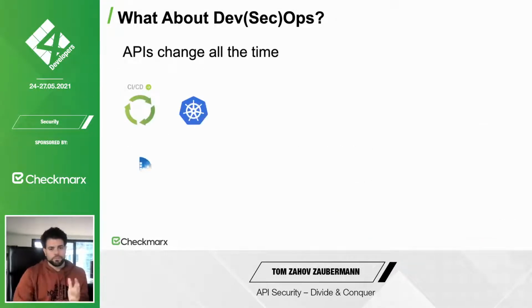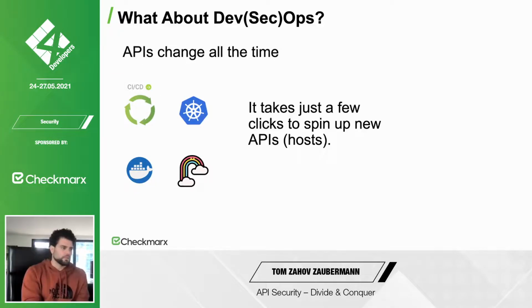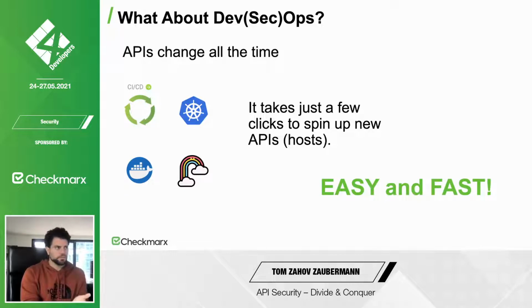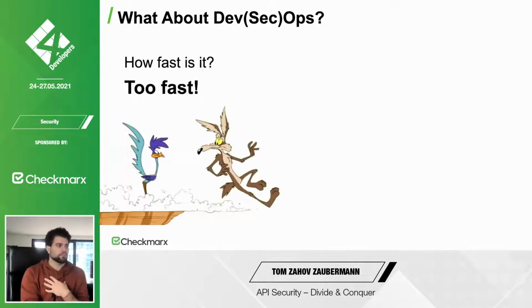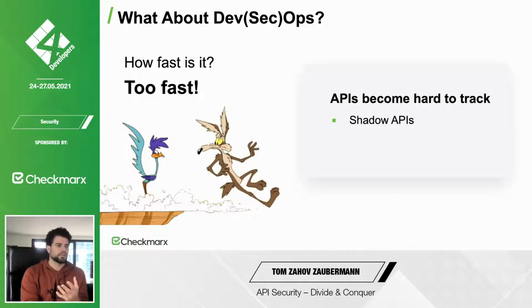What about DevOps, right? We want to integrate APIs. We use a lot of APIs within DevOps. It's just a few clicks within your CI/CD and everything. You have like 100 API hosts in a second. It's easy, and of course it's super fast. Okay, but how fast? It's so fast that it's so hard for us to track it, right?